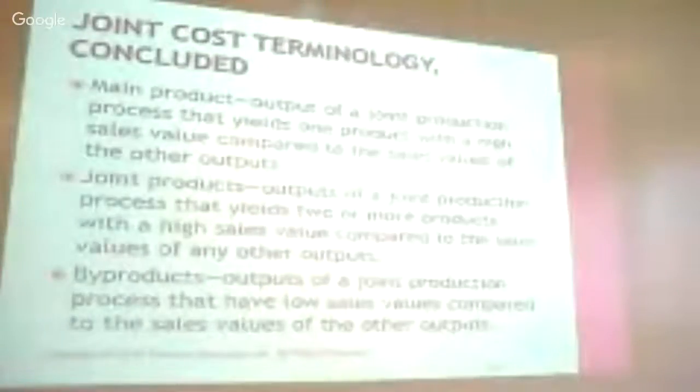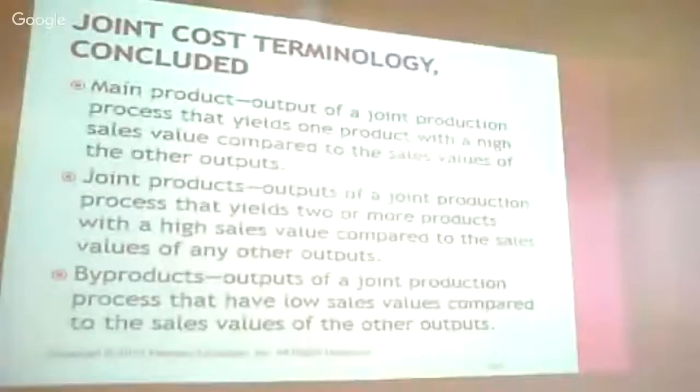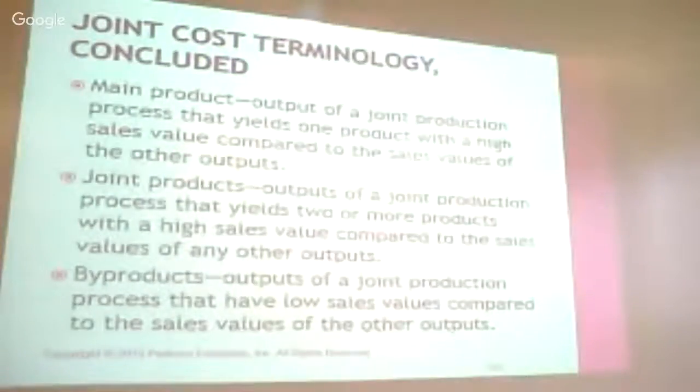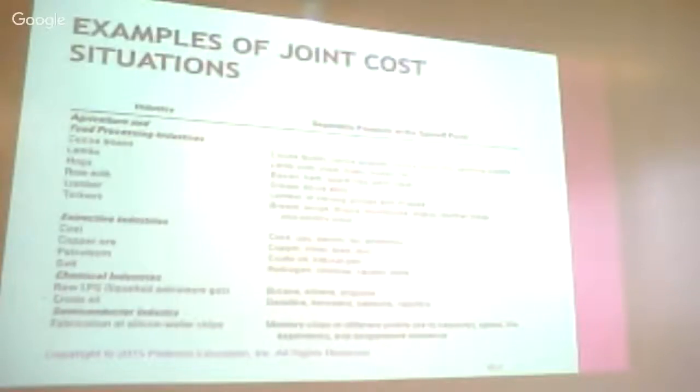And then byproducts, outputs of a joint production process that have low sales value compared to sales values of other outputs. Okay, so the rinds would probably be considered a byproduct because it really has very low sales value, because they can't sell it to too many people. There's not a huge market for it. They're just getting rid of it so that they don't have it anymore.